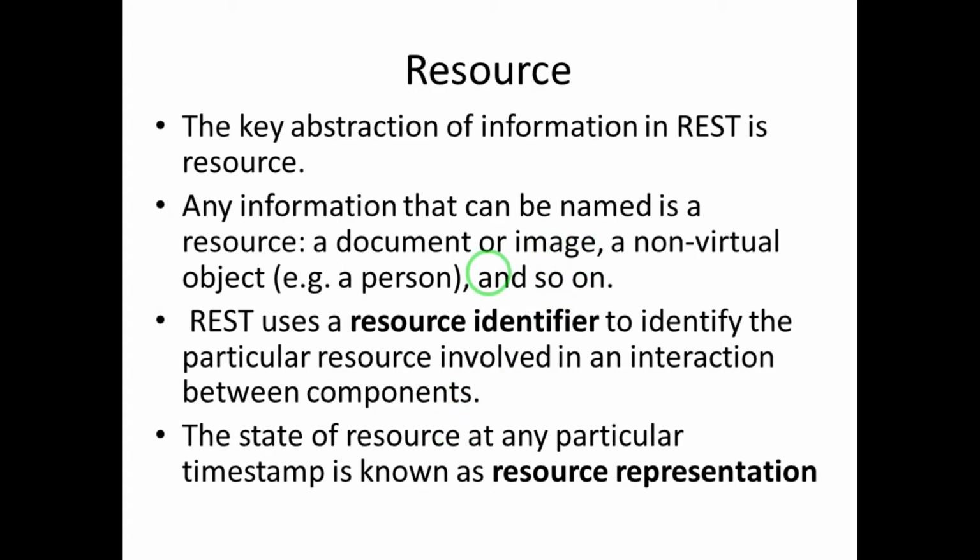One more key term in REST API is resources. The key abstraction of information in REST is called a resource. The main thing is the resource. Any information that can be named is a resource. On the internet, whatever you give a name to, for example a PDF document, an image, or a non-virtual object like information about a person, their age, values, so much data is available on the internet.